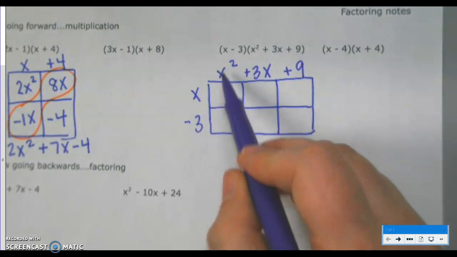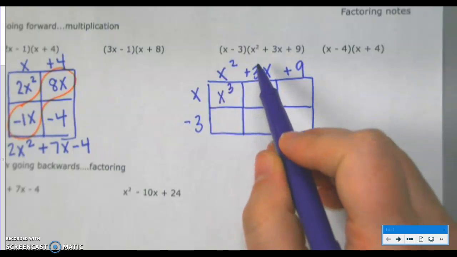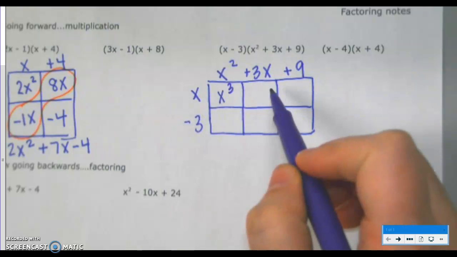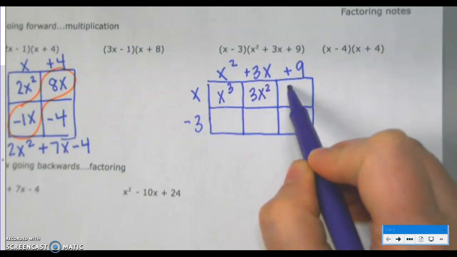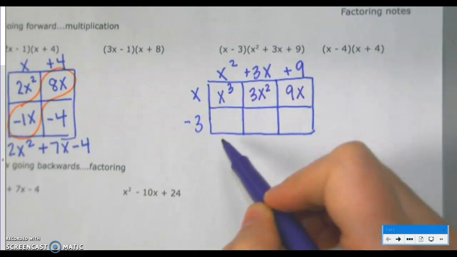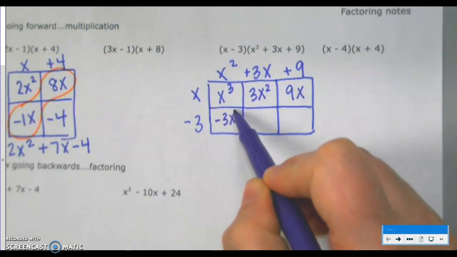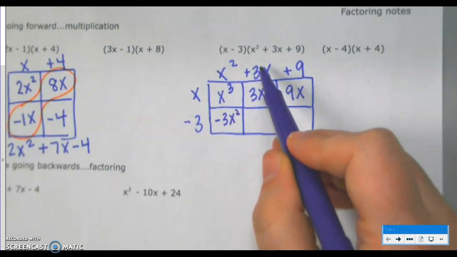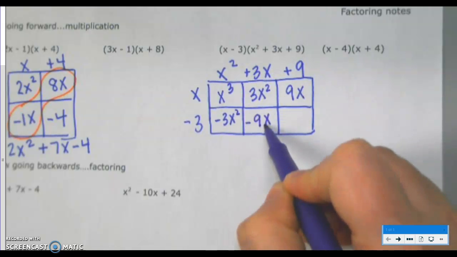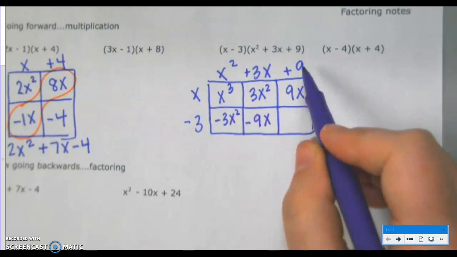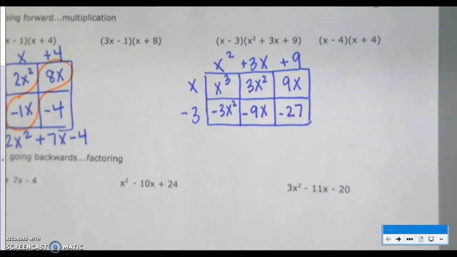All right, so x times x squared is x cubed. 3x times x is 3x squared. 9 times x is 9x. Negative 3 times x squared is negative 3x squared. Negative 3 times positive 3x is negative 9x. And negative 3 times 9 is negative 27.